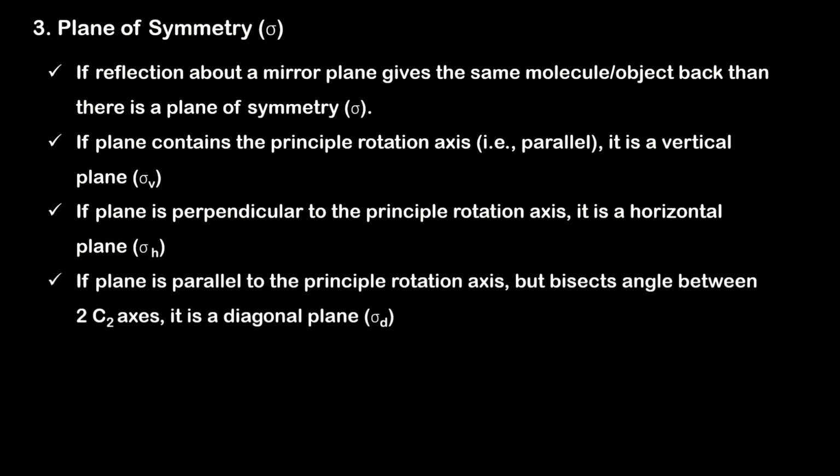If the plane is parallel to the principal rotational axis but bisects the angle between two C2 axes, it is a diagonal plane, that is sigma d. Two successive operations of a plane will get E, means sigma square is equal to E, the identity operation. First, vertical plane, sigma v. Here one should keep in mind that in case of a vertical plane, the plane contains the principal rotational axis.